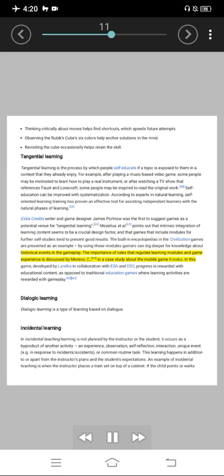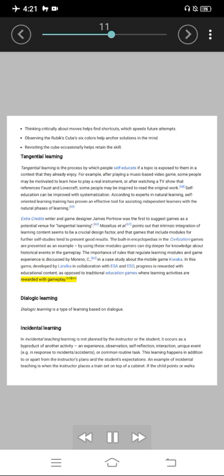The importance of rules that regulate learning modules and game experiences is discussed by Moreno et al. 62, in a case study about the mobile game Kiwaka. In this game, developed by Lanka in collaboration with ESA and ESO, progress is rewarded with educational content, as opposed to traditional education games where learning activities are rewarded with gameplay.